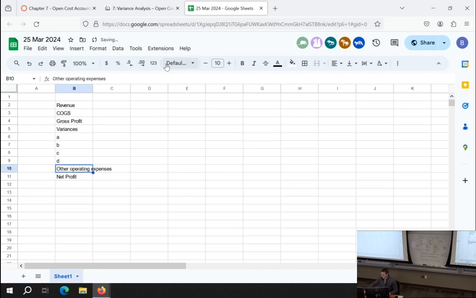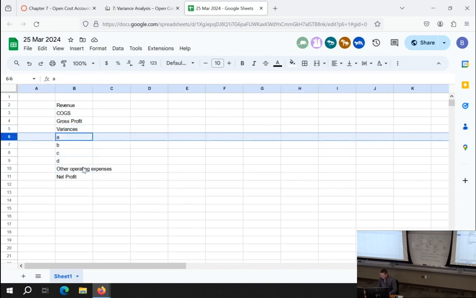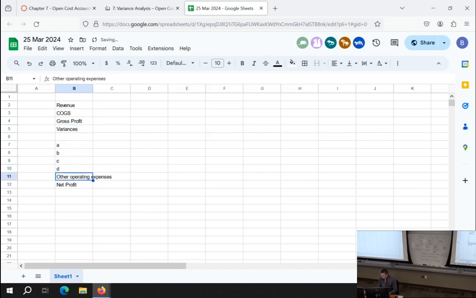So here is what your income statement looks like at full when you're using a standard costing system. All this looks normal. And the point is that the variances, let's reorganize it, but the variances are an operating expense. Variance A, B, C, D, they're all an operating expense.